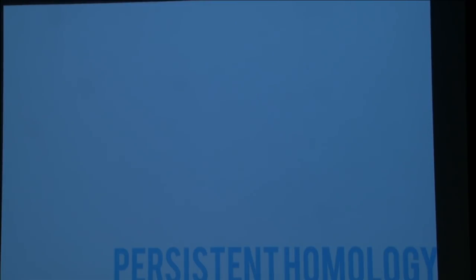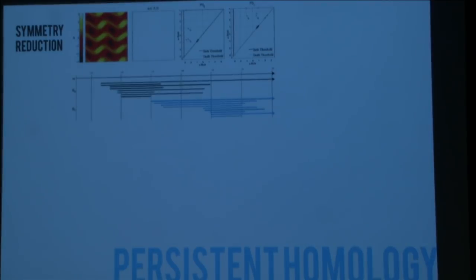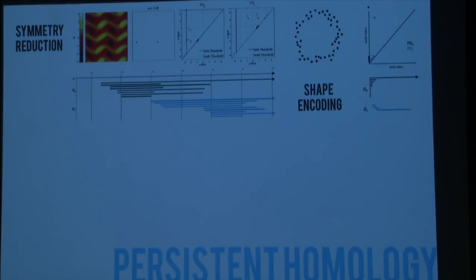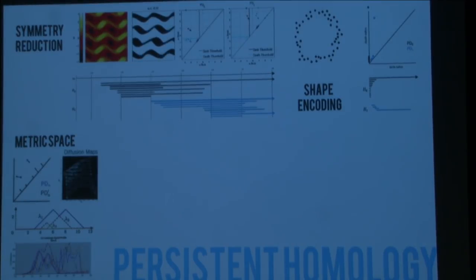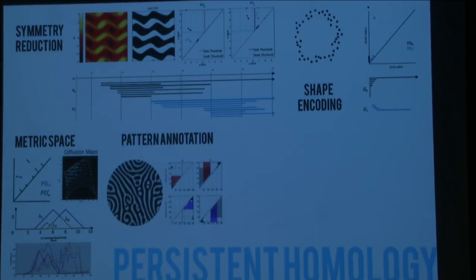So first, we see that it's a tool for symmetry reduction. We also see that it's a tool that we can use for encoding shapes. Dare I say it, for feature engineering and machine learning. We also see that it's a metric space. We can put a variety of metrics on it, so we can use tools like diffusion maps. We can generate speed profiles from this data. We've seen how we can annotate images, and we can actually use it to annotate patterns and do computer vision problems with persistence. And then we've also seen how all of these applications have actually given rise to new theorems and new theory in persistence and TDA.